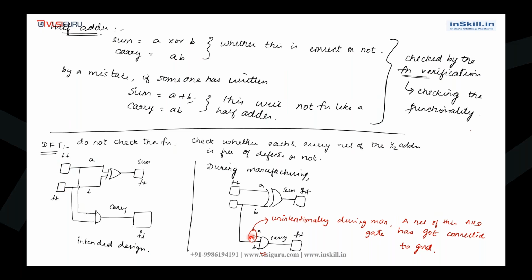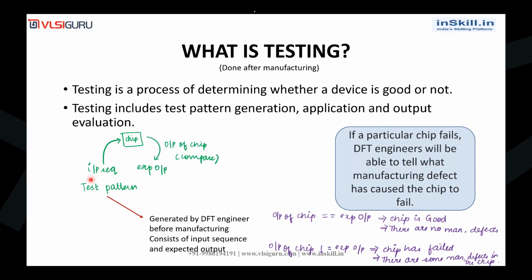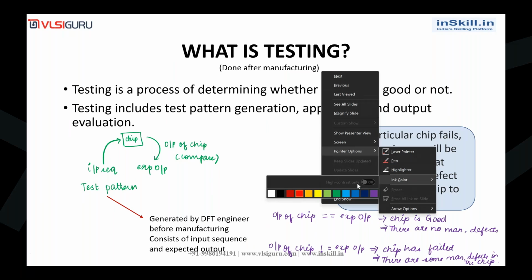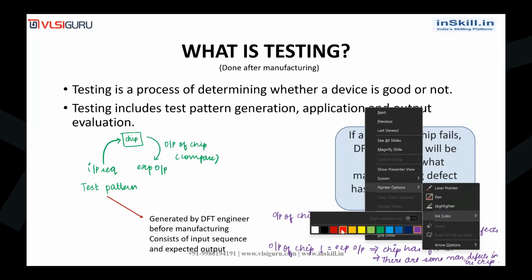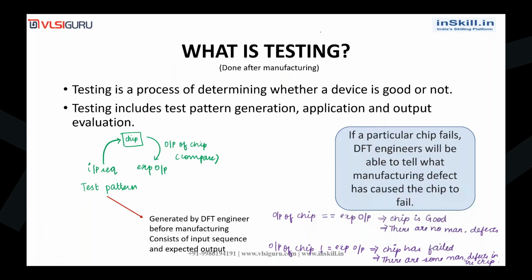So now let's focus on testing. As we saw in the ASIC flow slide, after manufacturing there was a process called testing. This testing is done after manufacturing. Testing is a process of determining whether a device is good or not.